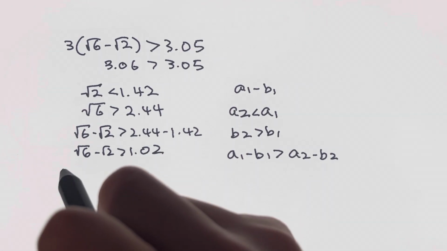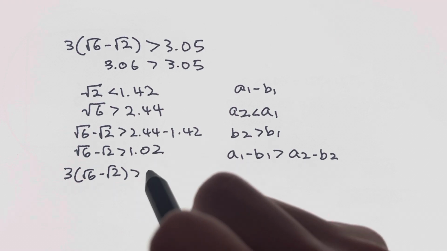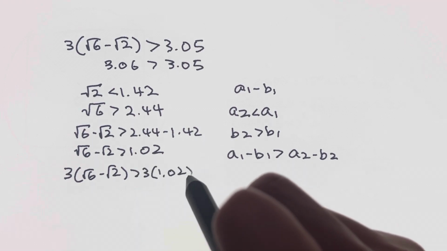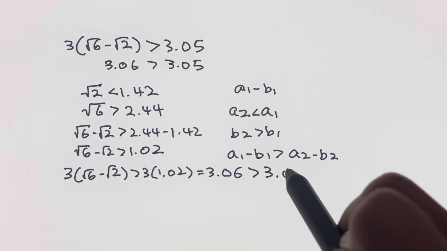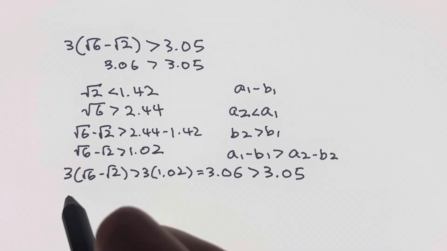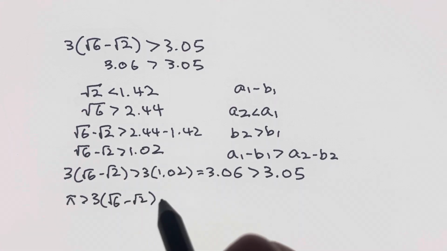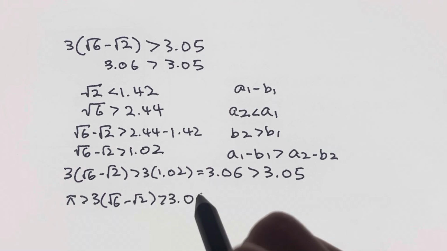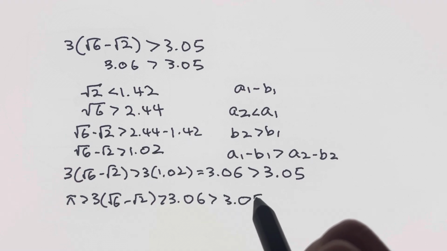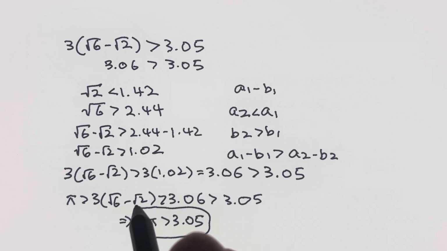So with this in mind, we know that 3 times (square root 6 minus root 2) is greater than 3 times 1.02, which is 3.06, which is greater than 3.05. And now we know that the area of the circle, which was pi, is greater than 3 times (square root 6 minus root 2), which is greater than 3.06, which is greater than 3.05. So the proof is complete, and we have pi is greater than 3.05. So that is how you solve this problem.